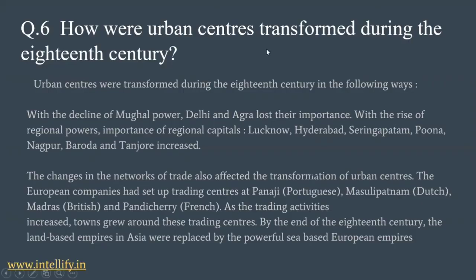So next they are telling about the transformation of the urban centers that was caused due to the network of trade. Many European companies started setting up their trading centers in our country. For example, the Portuguese set up their trading company in Panaji, the Dutch in Masulipatam, the British in Madras, and the French started their trading centers in Pondicherry. So as their trading activities increased, the importance given to those places also increased. And so gradually, by the end of the 18th century, sea-based European empires were gaining more importance and replaced the land-based empires.